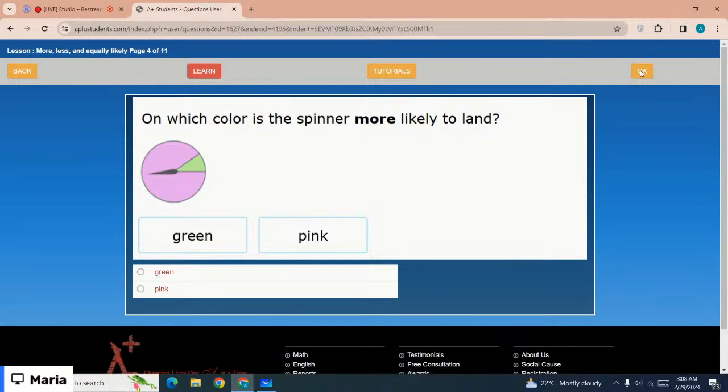On which color is the spinner more likely to land? Which is the correct option?